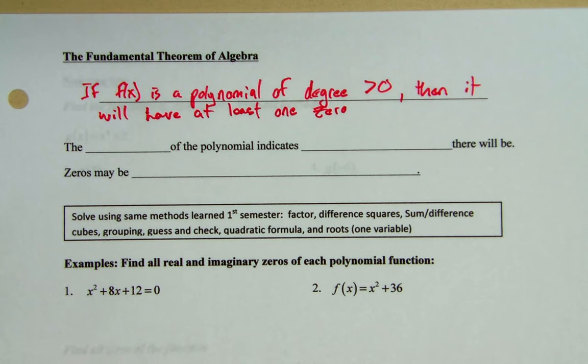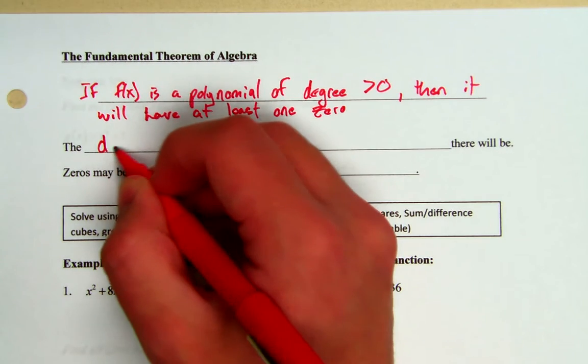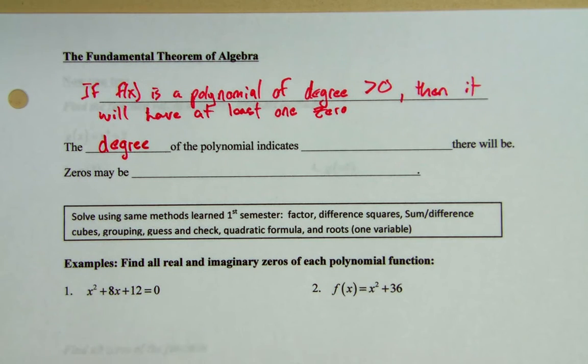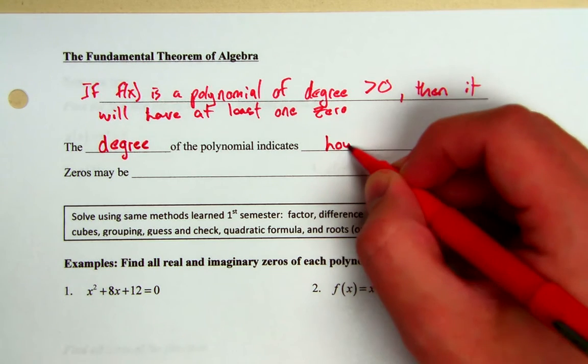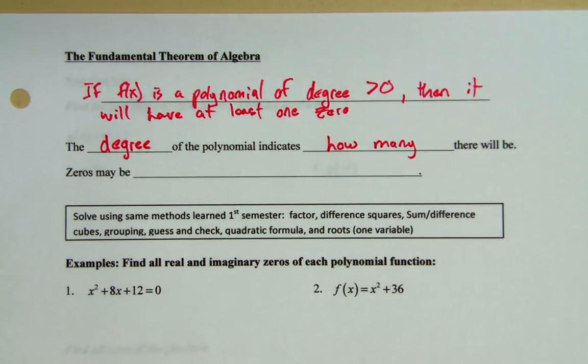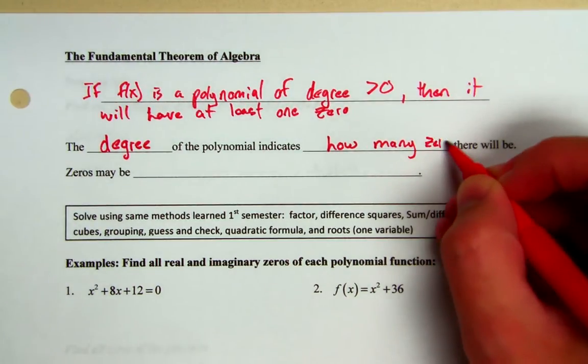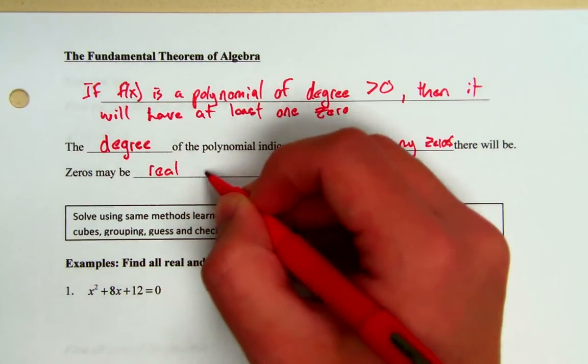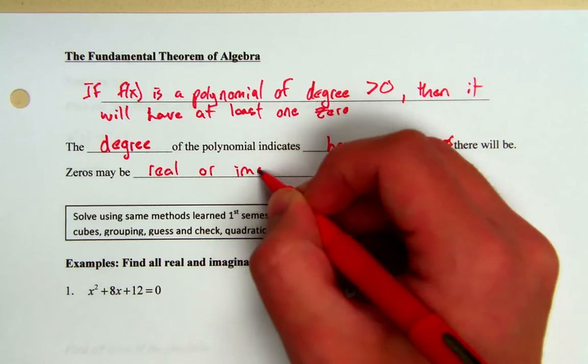So basically what it's saying is, hey, the degree of the polynomial indicates how many zeros there will be. And zeros may be real or imaginary.